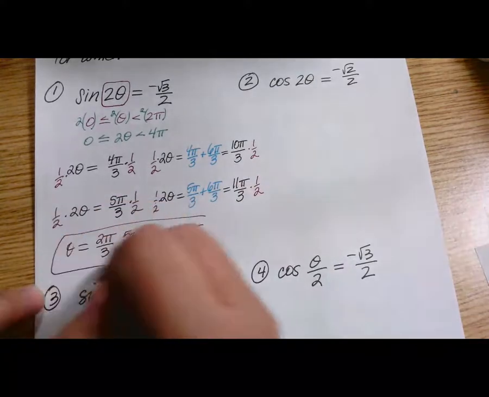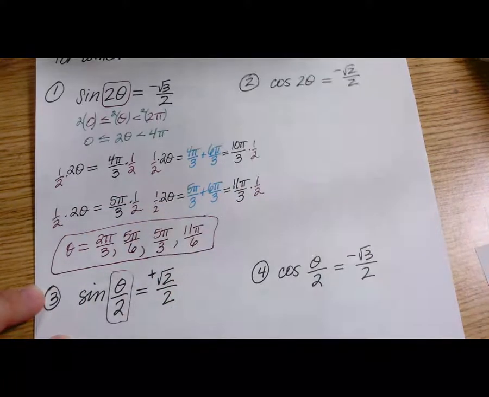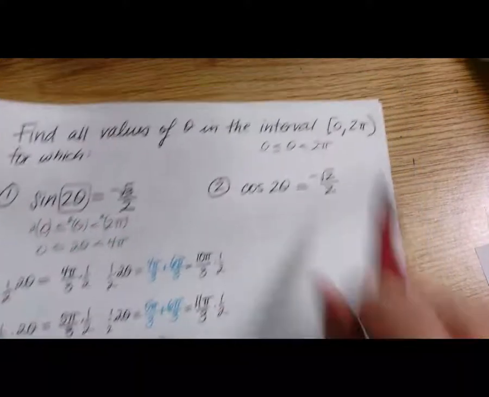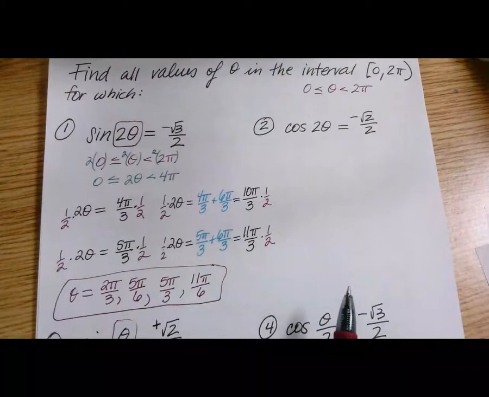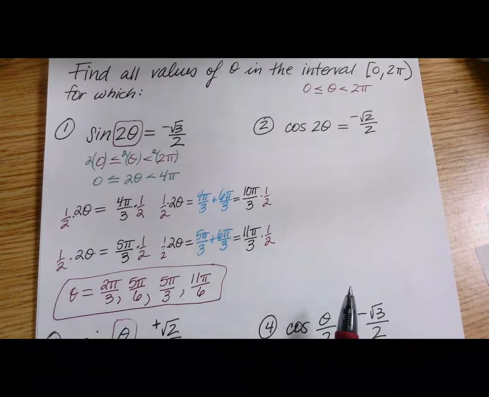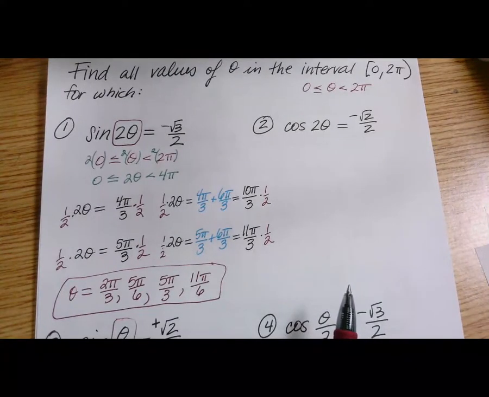Those are my answers. We don't have to do the plus 2n because it said in this interval. If it had just said all values, that's when you do the plus 2n. Yes, ma'am.